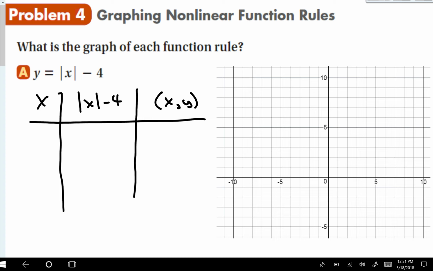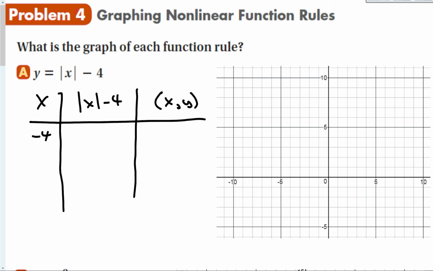I'm going to input. We can input anything, okay, but in order to get a nice picture of this, I'm going to start inputting negative numbers. Okay, that turns into the absolute value of -4 minus 4, which would be 0. Whoops, the answer is 0, so -4 is my input, 0 is my output. Okay, let's plug in -2. So that's the absolute value of -2 minus 4, which is 2 minus 4, which is equal to -2. So that's going to be -2, comma -2.